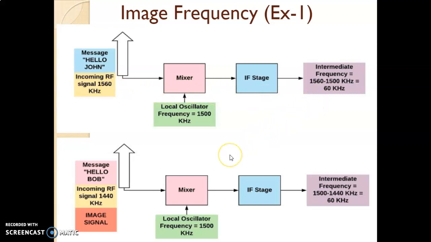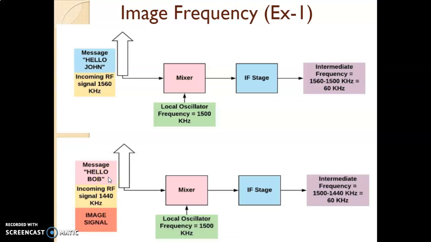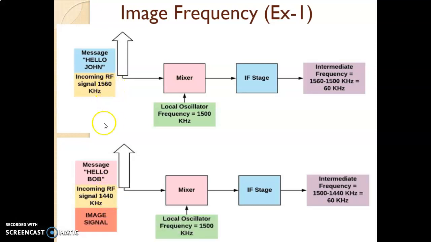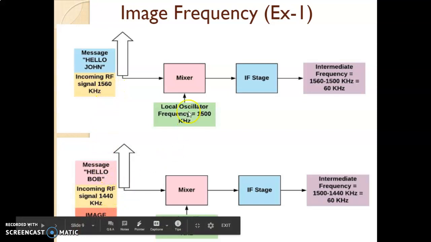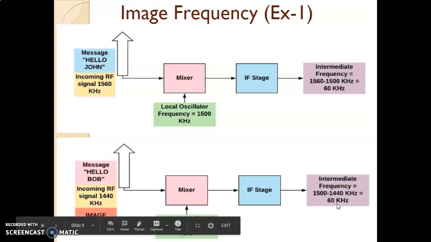Now consider the second diagram. In the second diagram, there is an image signal. The message of the image signal is different. That is Hello Bob, which is coming at a frequency of 1440 kilohertz. This frequency is 1560, this frequency is 1440. Local oscillator frequency will remain the same, equal to 1500 kilohertz. Now again the output of the mixer will be the difference of the local and incoming frequency. So 1500 minus 1440, which will again give us an output of 60 kilohertz.